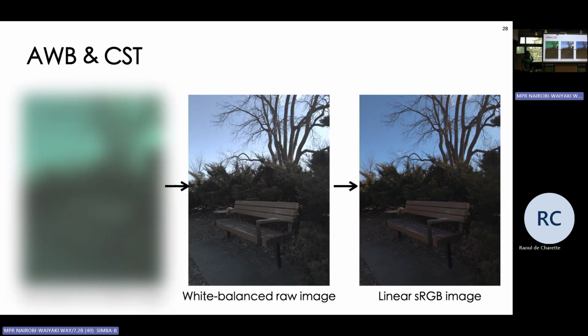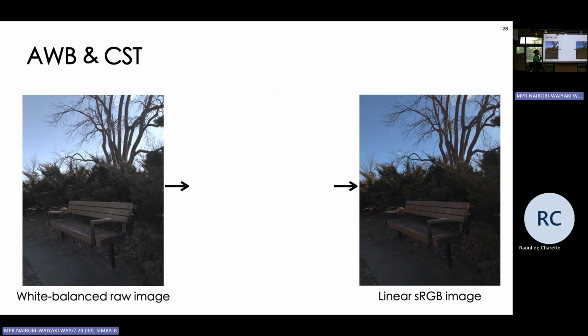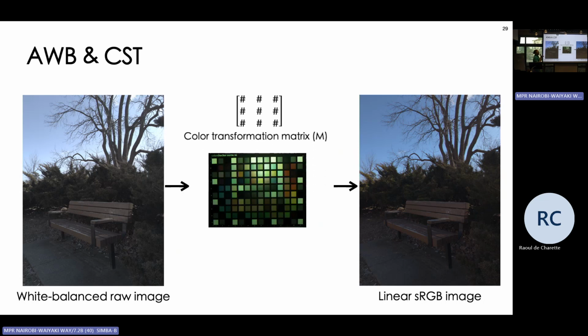And then let's go to the second step, how we go from white balanced raw image to linear sRGB or one of the standard color spaces. It's a very traditional, simple calibration step. We do that by multiplying the RGB colors with a global 3x3 matrix. It's just a linear transformation of the colors.